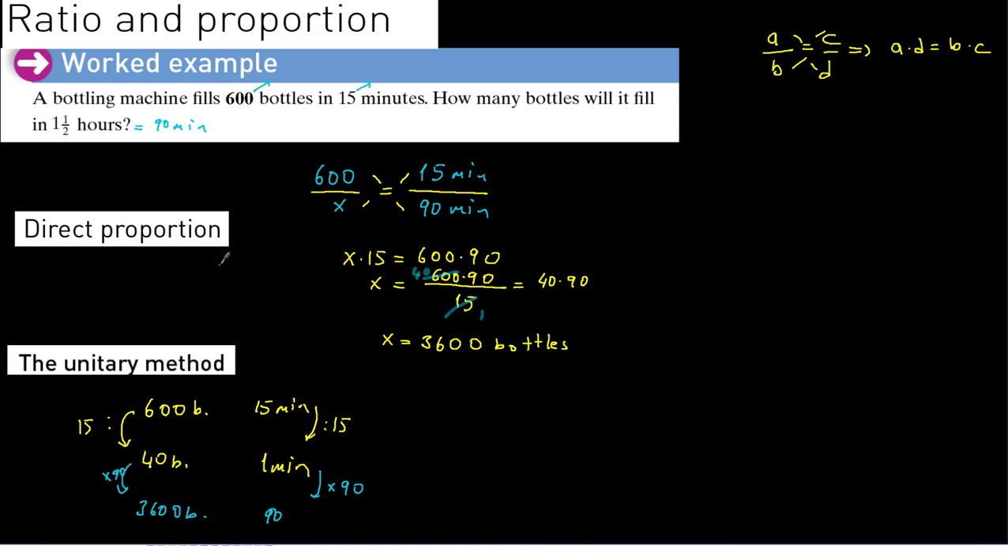This is the unitary method, and this is direct proportion. Which one is easier for you? You can use that method.